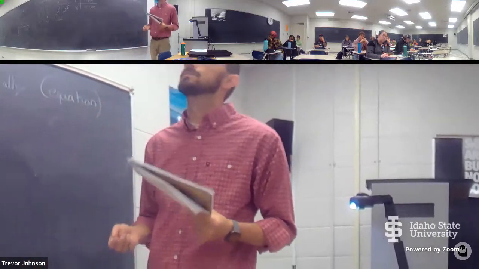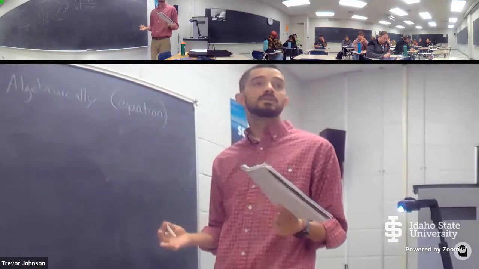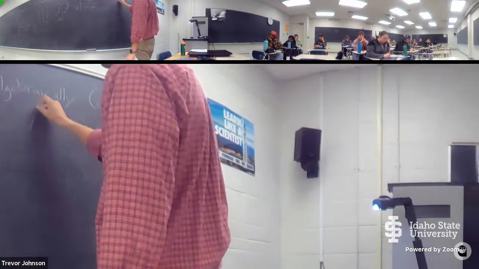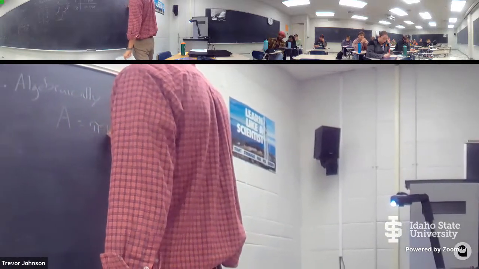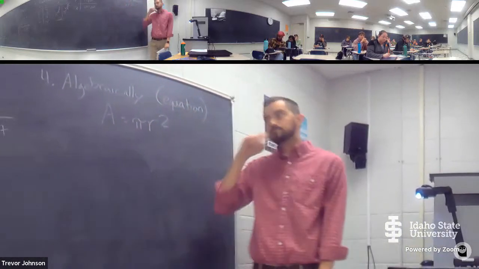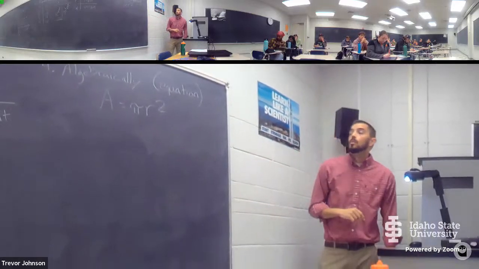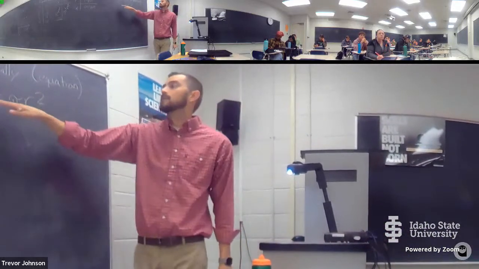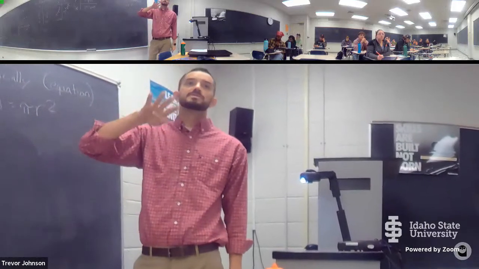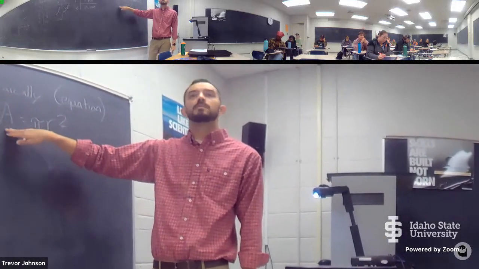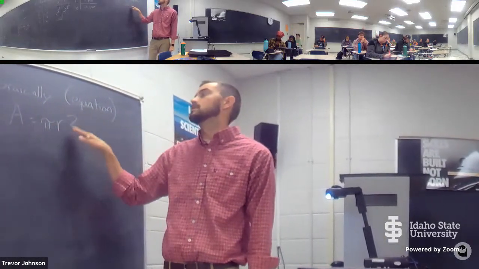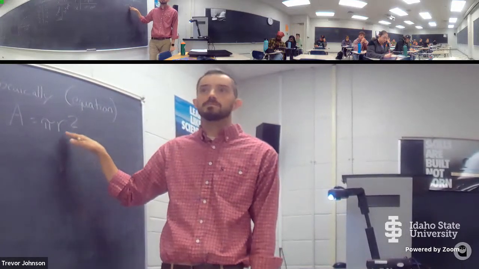So conventionally, when I write equations, if I go back to my area for a circle, right? When I write it like this, the variable that is all by itself on one side is conventionally my output, right? Because it depends on what we input here, okay?